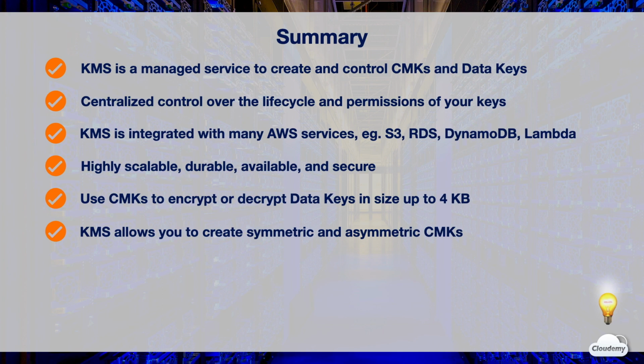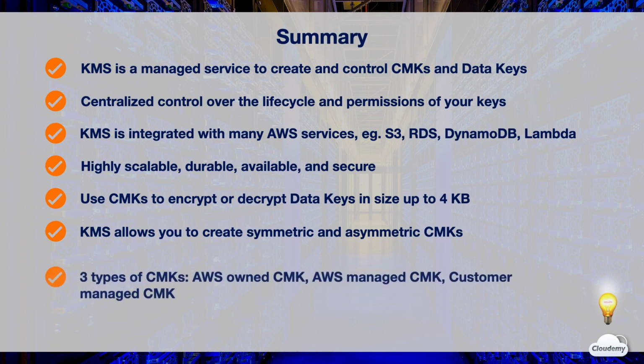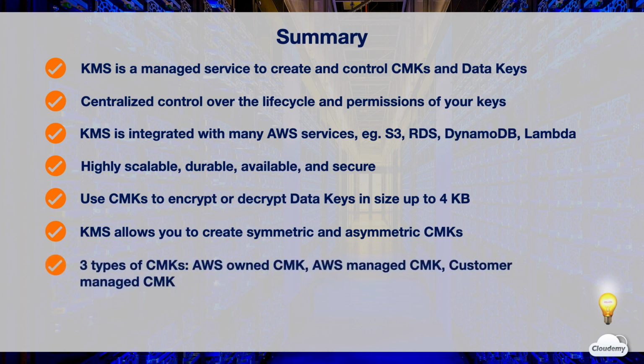Each symmetric CMK contains a 256-bit key that is used for encryption and decryption. Each asymmetric CMK contains an RSA or an elliptic curve key pair, with a public key and a private key. There are 3 types of CMKs. AWS-owned CMKs are owned and managed by AWS services, for use in multiple AWS accounts. AWS-managed CMKs are CMKs in your account, but created and managed by an AWS service. Customer-managed CMKs are created and managed by AWS customers.